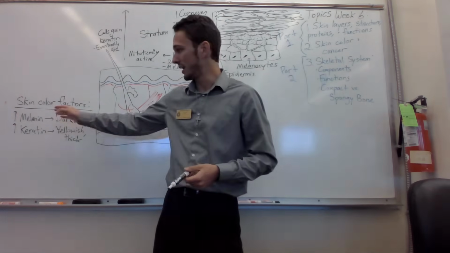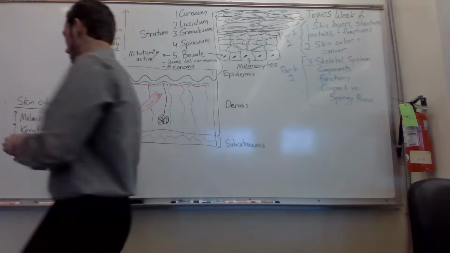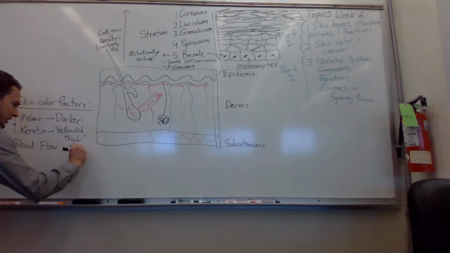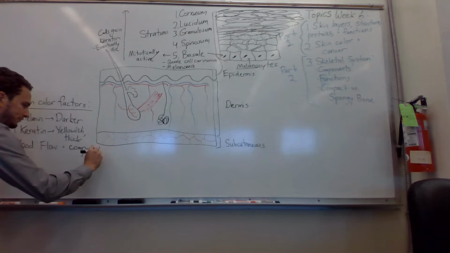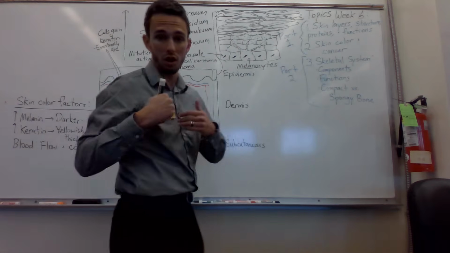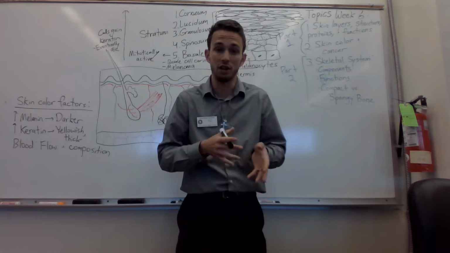So that's melanin and keratin, and the last thing that can affect your skin color will be your blood. Okay, 2 parts of that, your blood. First, your flow of blood to the area, and what is actually in the blood, so the composition. For example, if you are warm, if you are very warm, you usually appear a certain color, and that color is red.